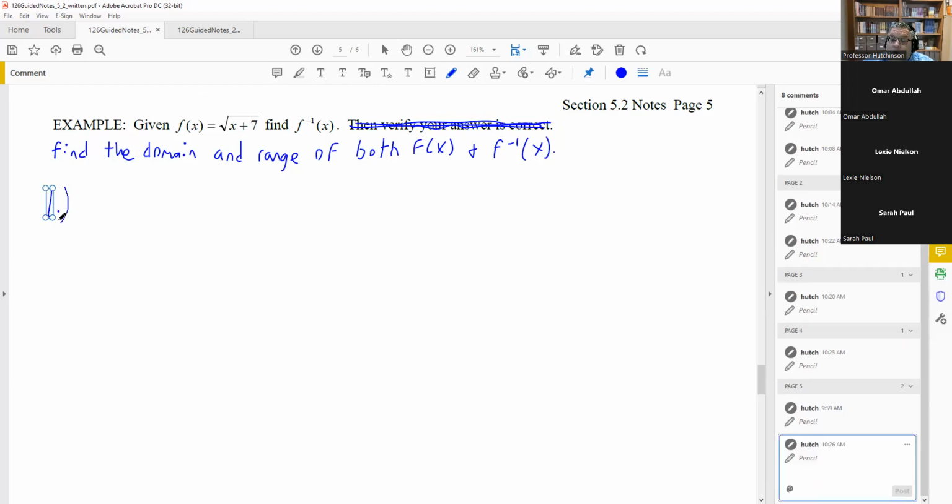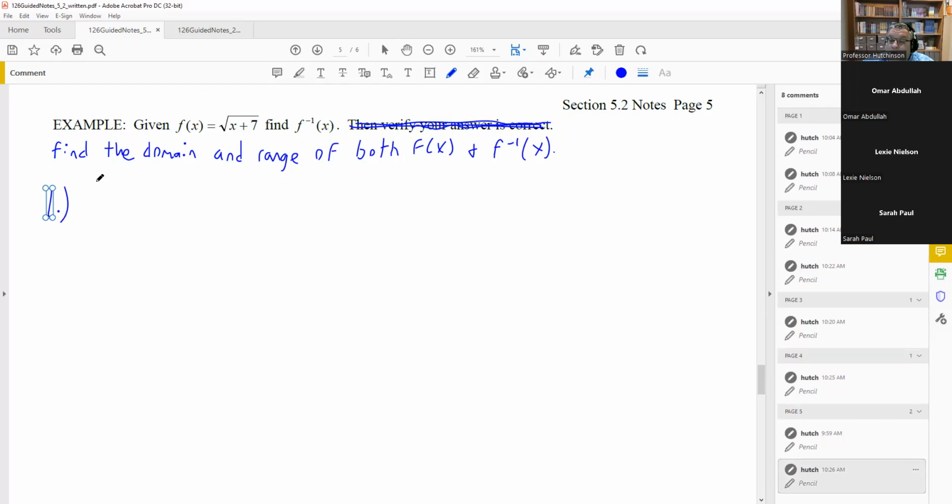Okay, so step number 1, we have the f of x. f of x I'm going to change into a y. So I have y equals square root of x plus 7. That's step number 1. Step number 2, switch the x and the y. Okay, so we'll do that.